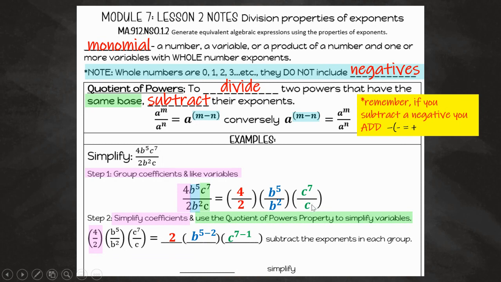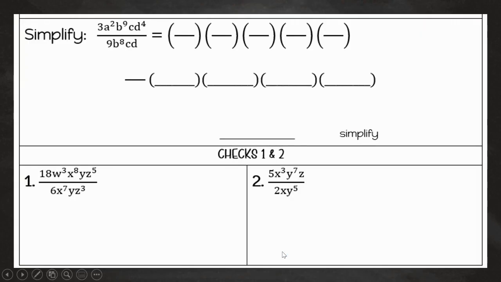And it's important to keep in mind that if our base or our variable does not have an exponent listed, what's implied is 1. It's an implied 1. So we're going to do 7 minus 1. Now we just simplify. And so we get 2b to the power of 3, c to the power of 6.